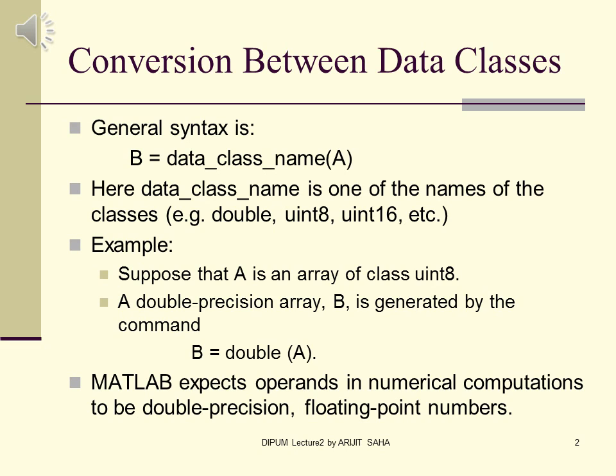The general syntax is given as B = data_class_name(A). Here, data class name is one of the names of the classes, for example double, uint8, uint16, etc. An example: suppose that A is an array of class uint8. A double precision array B is generated by the command B = double(A). MATLAB expects operands in numerical computations to be double precision floating point numbers.